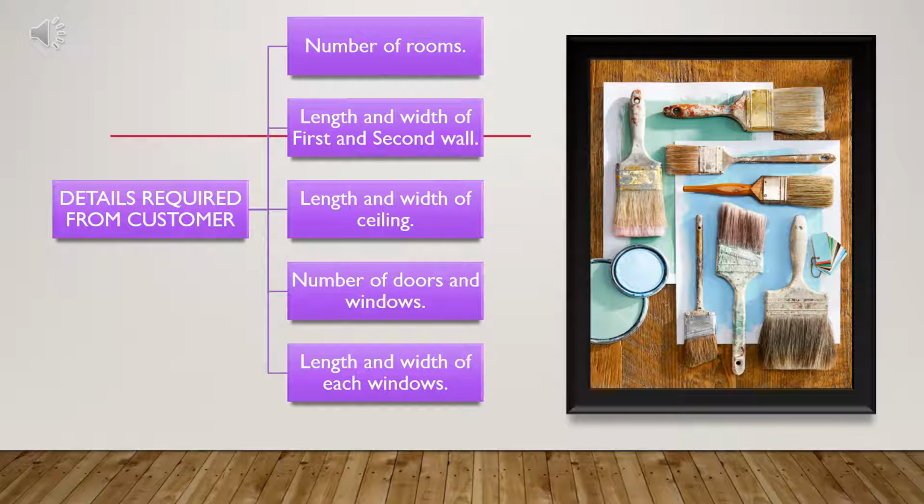Now let's have a look at what details we require from the customer. So firstly, we need the number of rooms, length and width of the first and second wall, length and width of the ceiling, and the number of doors and windows in the house, and length and width of each window and door.